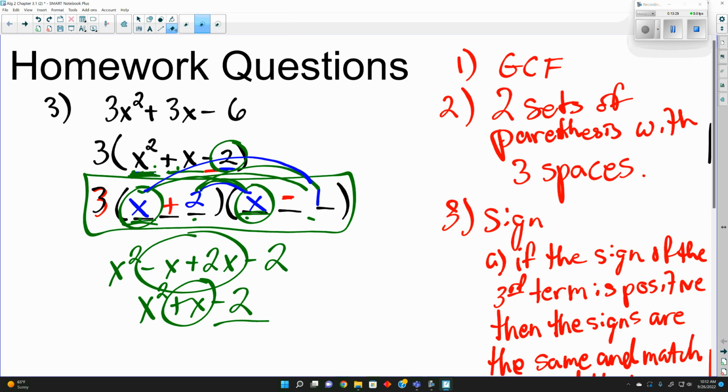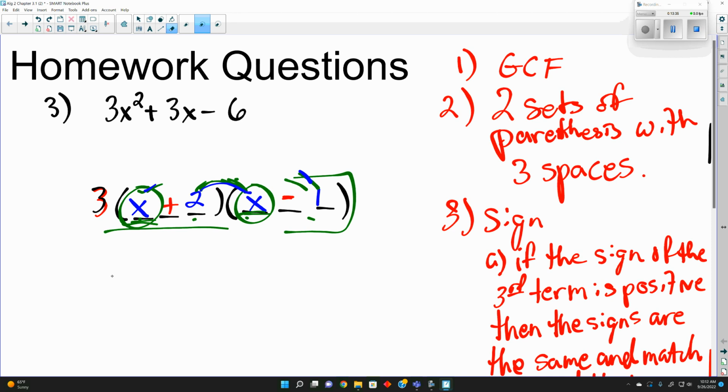Because when we do this here, and I know there's a lot written here, let's get the eraser out. Erase all this here, all this here. Clean this up a little bit. Clean this up.